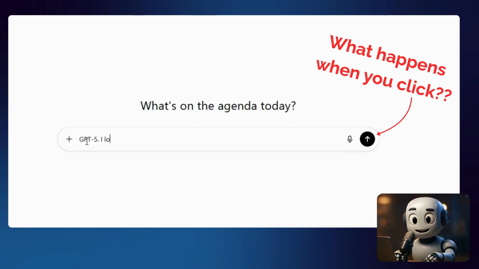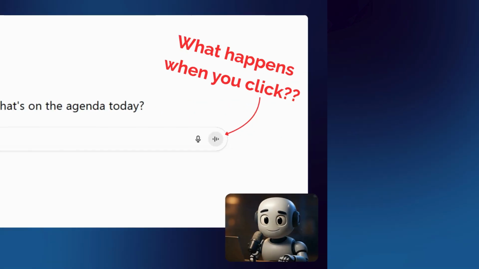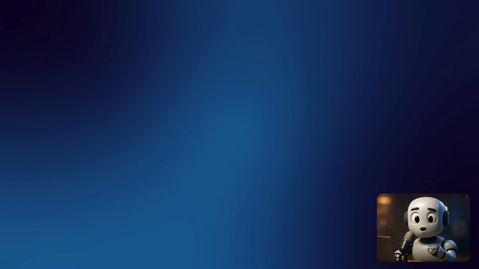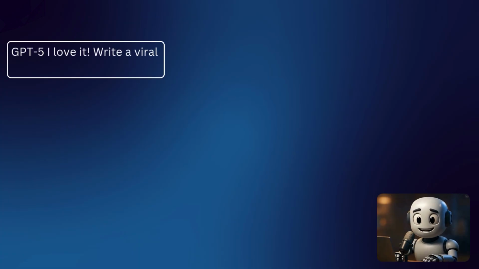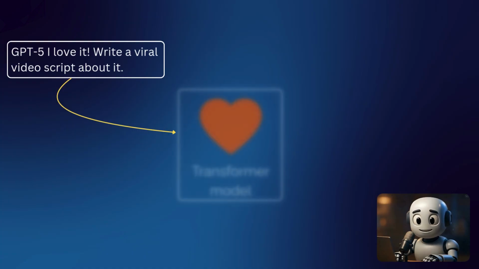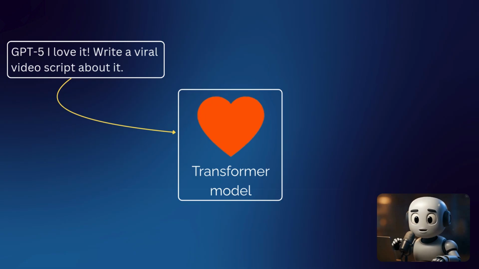What happens when you type something into ChatGPT? I bet you have no idea. Before we get into the details, let's look at what's happening from a high level. You've got your prompt, and this gets sent to something called a transformer model. This is the beating heart of all these systems.